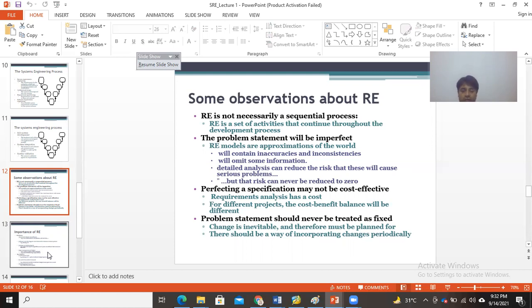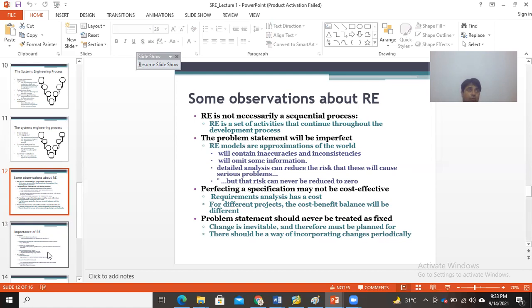Another observation about requirement engineering: requirement analysis has a cost. For different projects, the cost benefit balance will definitely be different. If we take a project-to-project study, the type of the requirement and the nature of the application will all affect the cost of the software.